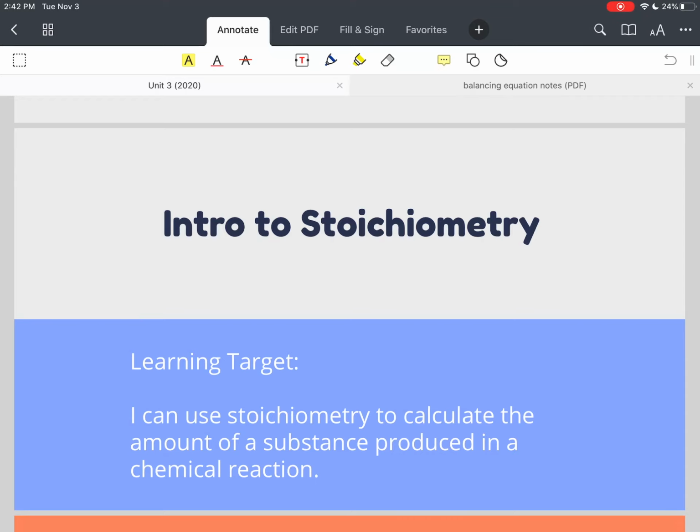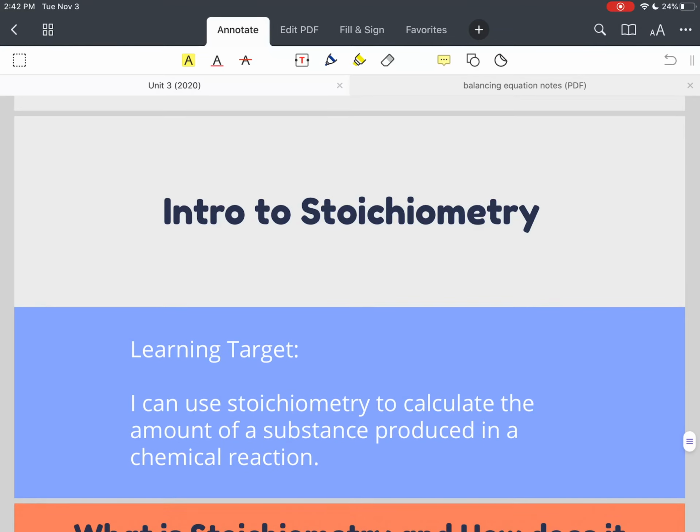Okay, so today we are going to cover stoichiometry and kind of what that means, and it's also going to involve some practice calculations. So to start, our learning target today: we're going to use stoichiometry to calculate the amount of a substance produced in a chemical reaction. So we're going to take into account how we've been able to convert between moles and grams.